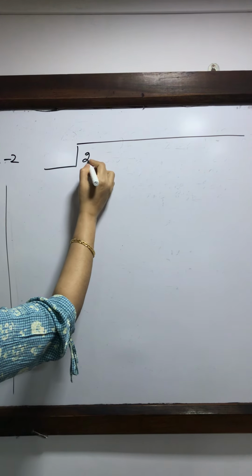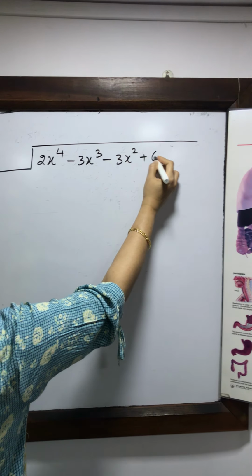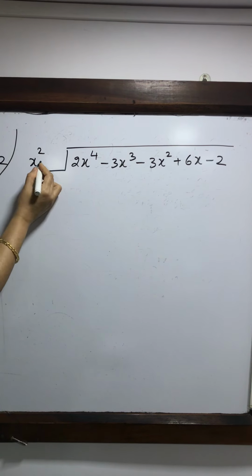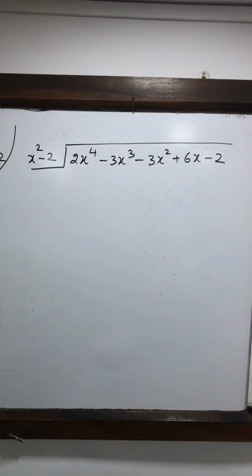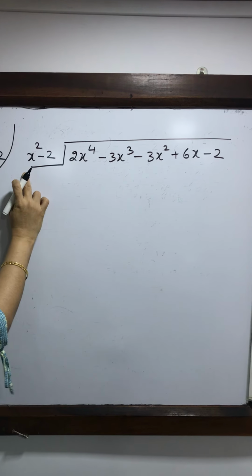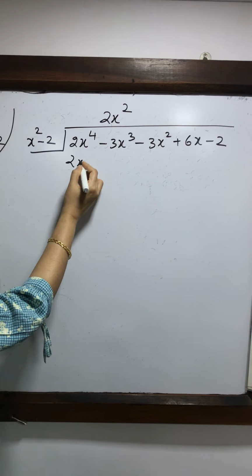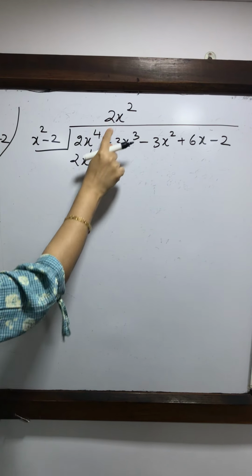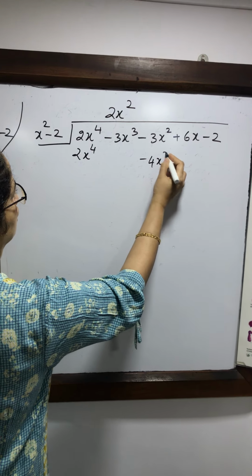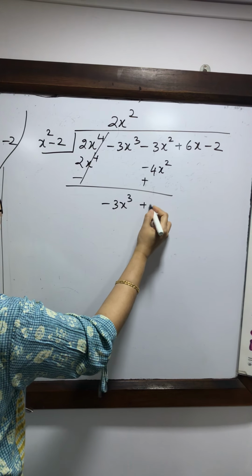So this is 2x raised to 4 minus 3x cubed minus 3x square plus 6x minus 2. Our divisor is x square minus 2. The procedure is the same to divide the two polynomials. So we will divide 2x raised to 4 with x square mentally, and that is 2x square. Multiplying 2x square with both these terms, we will get 2x raised to 4 minus 4x square, which we will write here. We will change sign, cancel the first term and write the remainder.